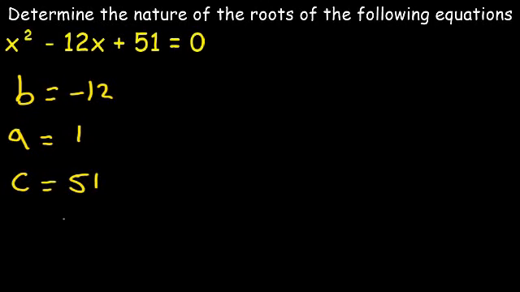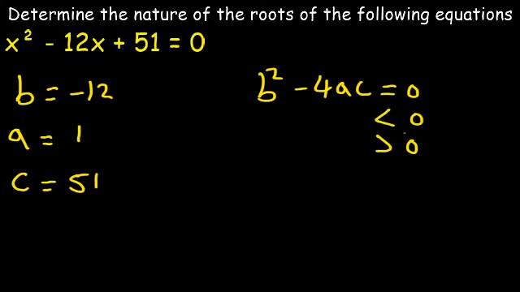Having done all this, you can just plug it into the discriminant formula, which says that b squared minus 4ac must either be equal to 0, less than 0, or more than 0. For these three cases, it means something different. Let's begin by saying what b squared minus 4ac is going to be.